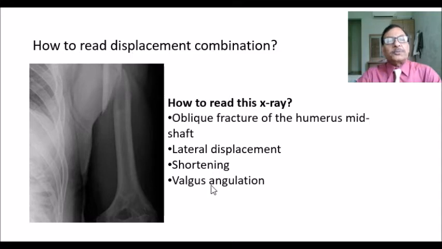How to read displacement combination? So there is a displacement combination here. Just try to read it. So there is an oblique fracture, recognizing the sides and then the part X-rayed. We'll come to the description of the fracture. It is an oblique fracture of the mid shaft of the humerus.